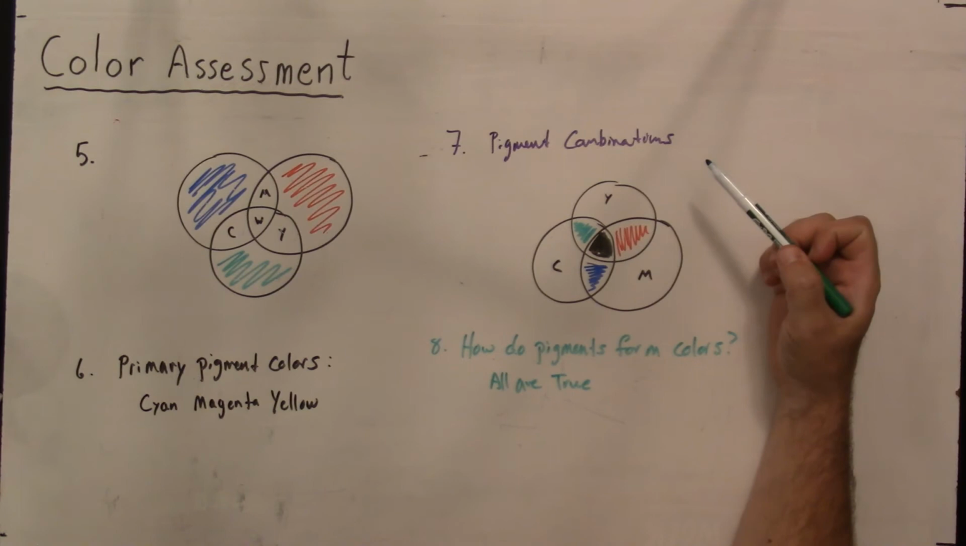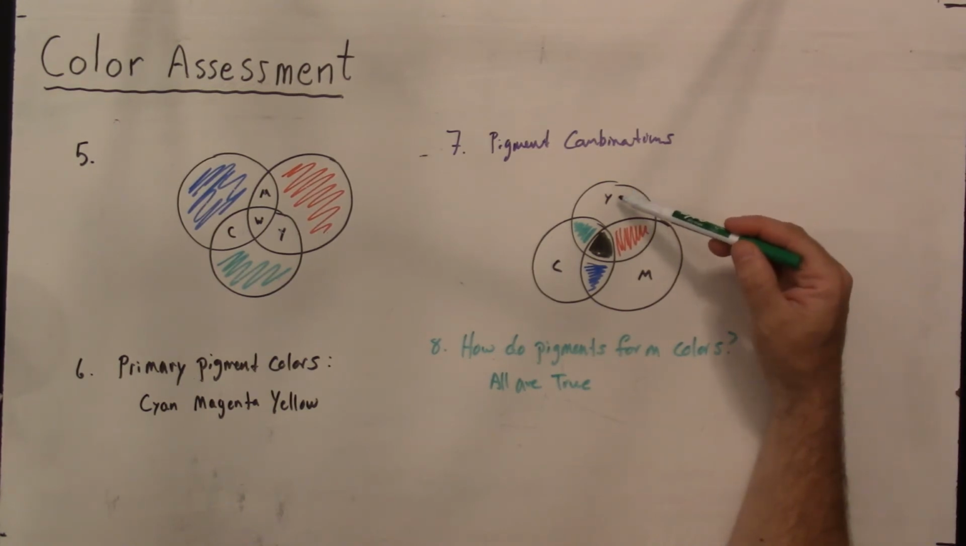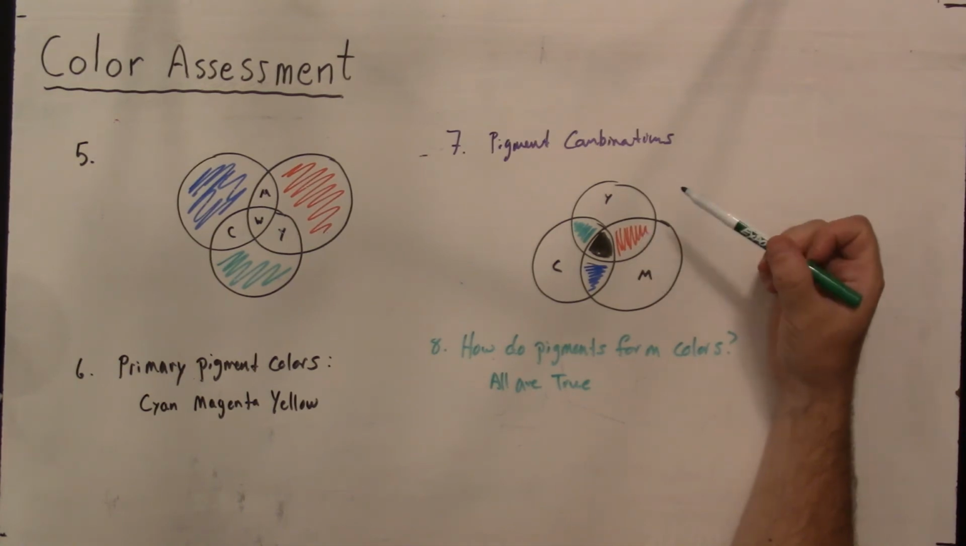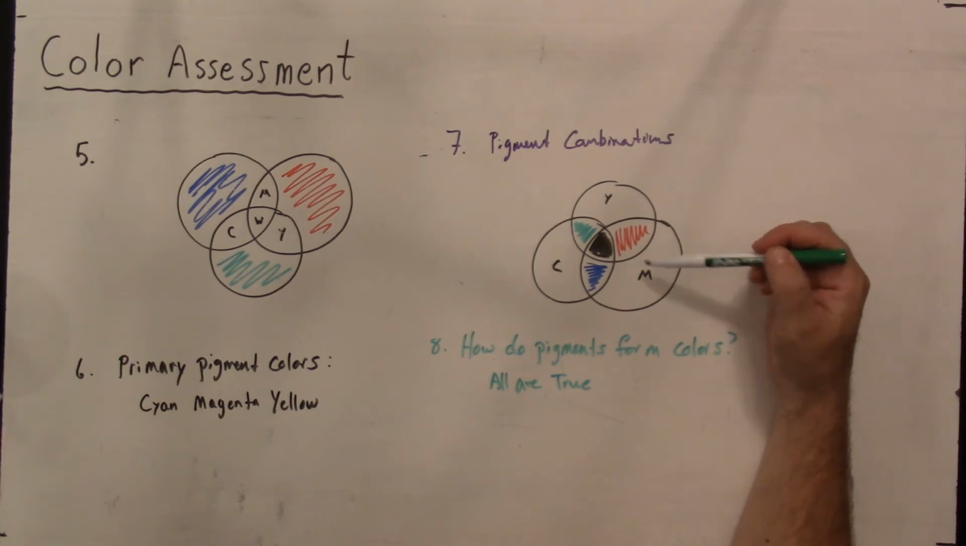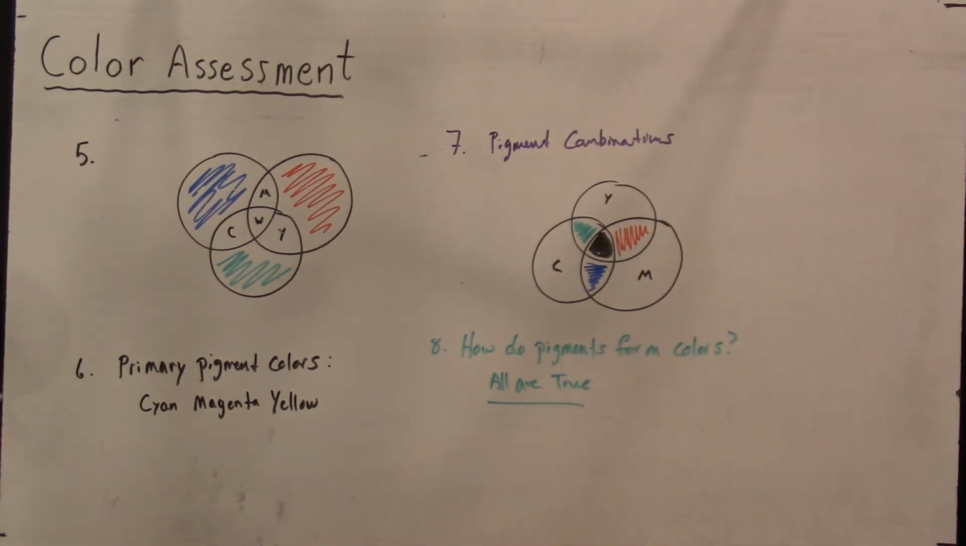So B says, when primary pigments are mixed, they absorb multiple primary colors of light. That's true. Yellow absorbs blue, magenta absorbs green. If you don't have blue or green, you're left with red. So that's true. C says, when three primary colors are mixed, they absorb all three primary colors of light and leave you with black. That's true. So 8, kind of a tricky question. All the above are true.